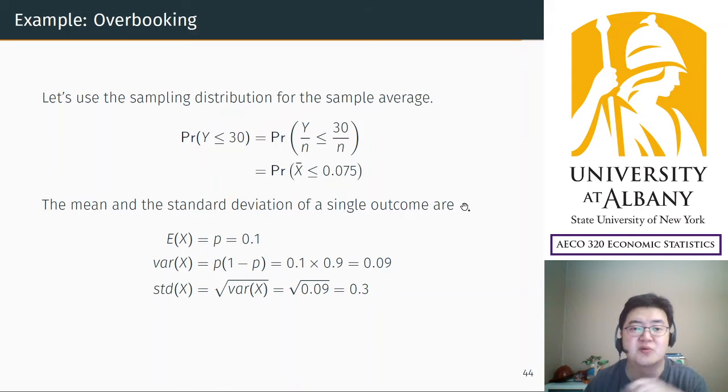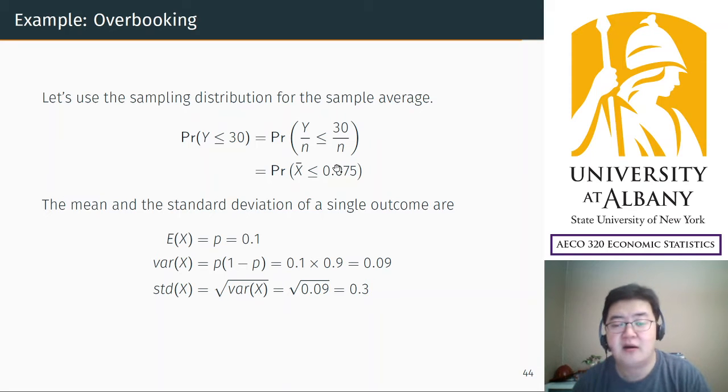The second approach is to use the sampling distribution for the average. Now we need to convert the binomial random variable into the average. We are interested in the probability that the binomial is smaller than 30, and when you divide both sides by n, which is 400, you will get this probability. It's the same probability. I just divide both sides by the same number. So we are going to calculate this.